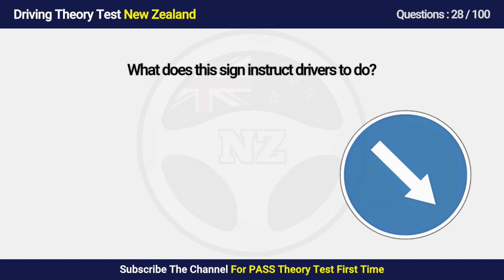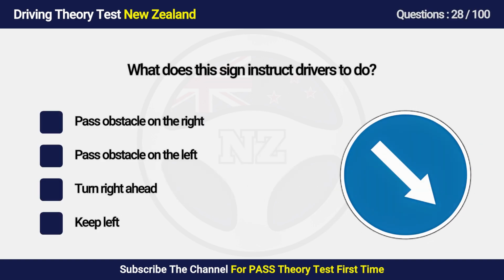Question 28. What does this sign instruct drivers to do? A. Pass obstacle on the right. B. Pass obstacle on the left. C. Turn right ahead. D. Keep left.